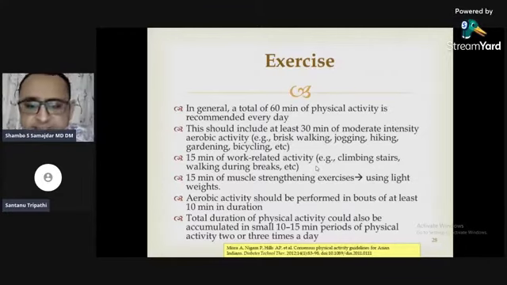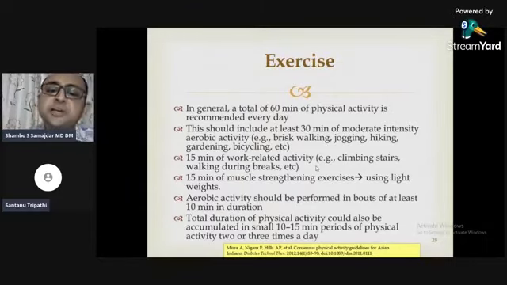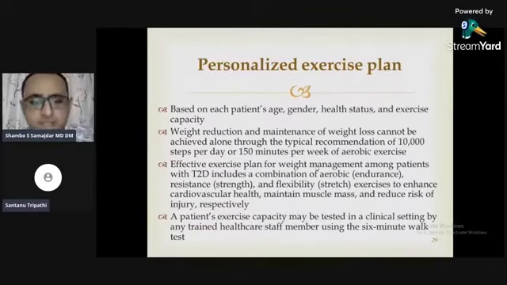15 minutes of muscle strengthening exercise using light weights is very important. Aerobic activity should be performed in bouts of at least 10 minutes in duration, otherwise it will not give the optimum benefit. The total duration of physical activity could also be accumulated in small 10 to 15 minute periods of physical activity 2 to 3 times a day.